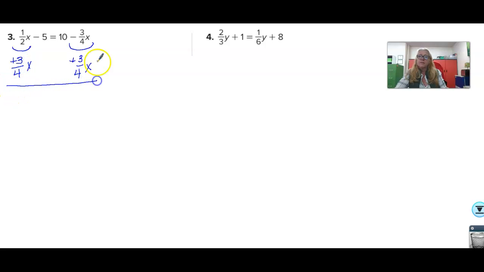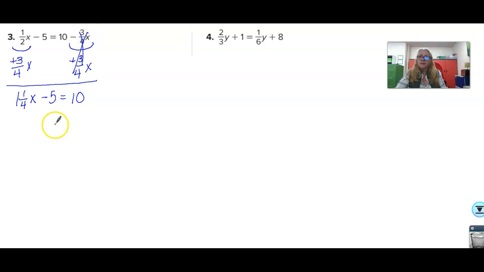Now this gives us 1 1/4 x. You could write it 1 1/4 x, or you could write it 5/4 x. You would likely have put that in a calculator, 1/2 plus 3/4. And on the right-hand side, all we have left is 10.